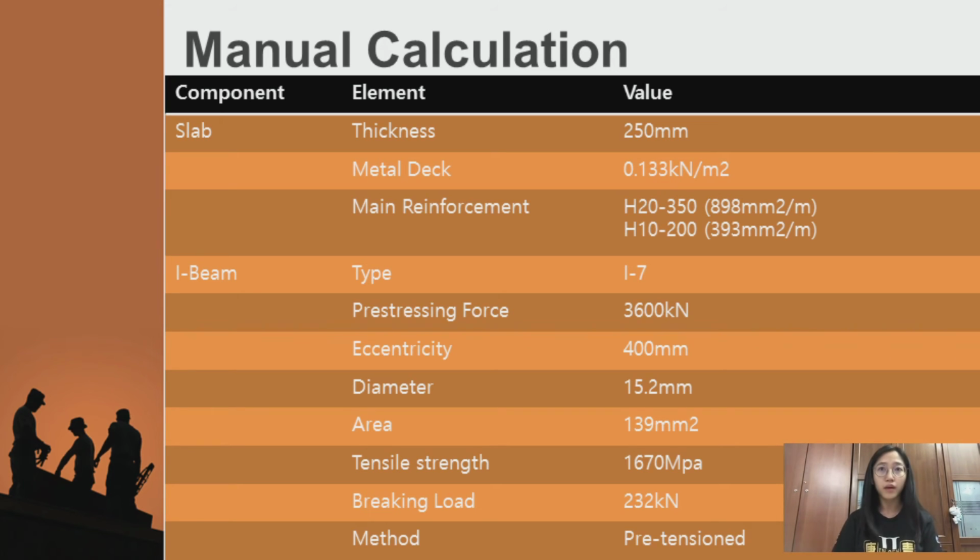While for the I-beam, we have used type I7 beam, which is extracted from the Hume concrete standards, and proposed the pre-stressing force of 3,600 kN, eccentricity of 400 mm, using the Krishnamurti-Magno diagram to calculate, and propose a super strand 7-wire strand with a diameter of 15.2 mm. And here also shows the area, tensile strength, and breaking load of the tendons. And the method we use is the pre-tension method.